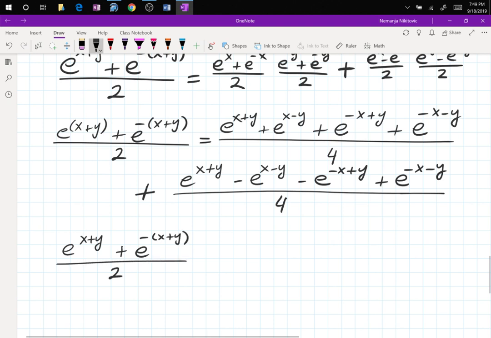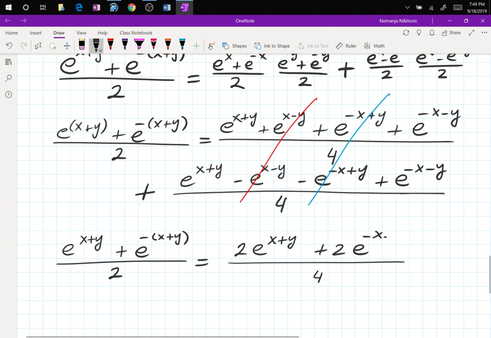And we're getting there. Left-hand side doesn't change, right? There's nothing done to it. On the right-hand side, your common denominator is 4. Now, look at some of these terms. You see these ones? They cancel, right? These guys cancel. And in blue, these guys cancel. The other ones stack up. So this is 2e to the x plus y plus 2e to the negative x minus y.